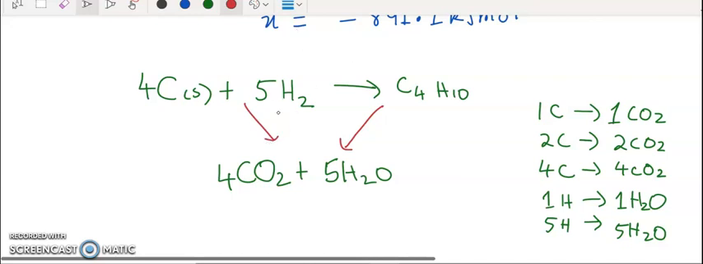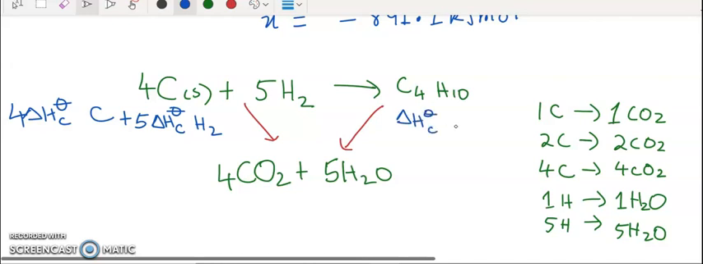So just as we did in our previous data, let's write down what we have. On this side, because it's combustion, instead of F, I'm going to write a C. And we've got four lots of carbon, so we're going to say that, plus five lots of H2O. And on this side, we've got C4H10.